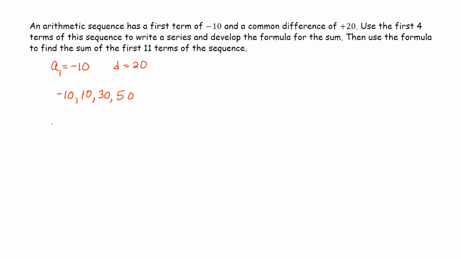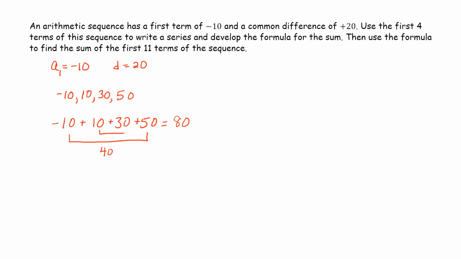And when we write that as a series, we just put a plus sign between each number and add those up. So we're adding up the first four terms of this series. And when we add it up, we get 80. Now, we developed a formula for this by adding the first term and the last term and figuring out what that was. That was 40 here.